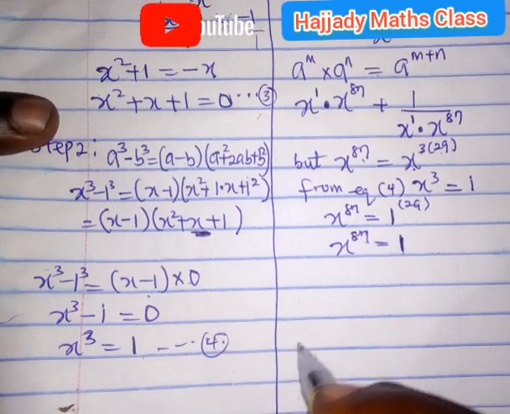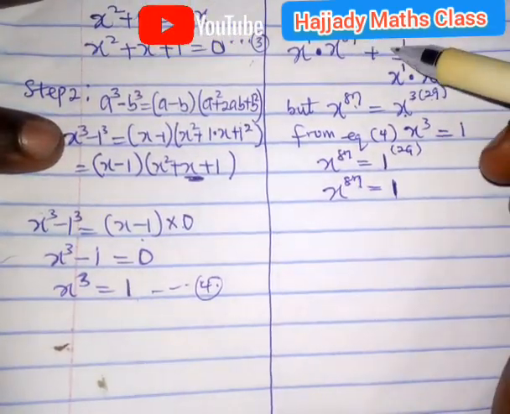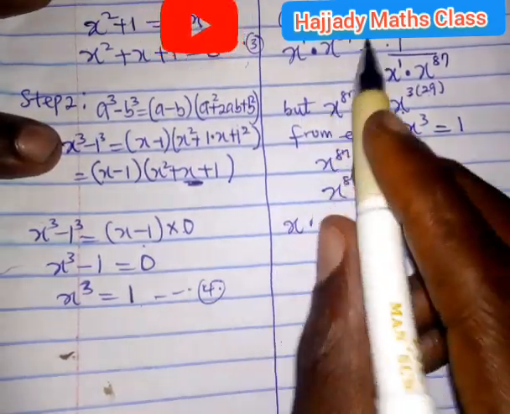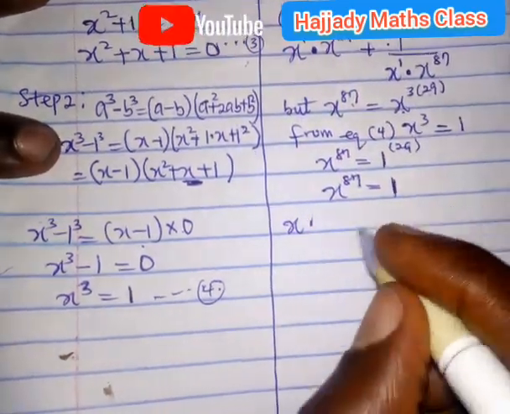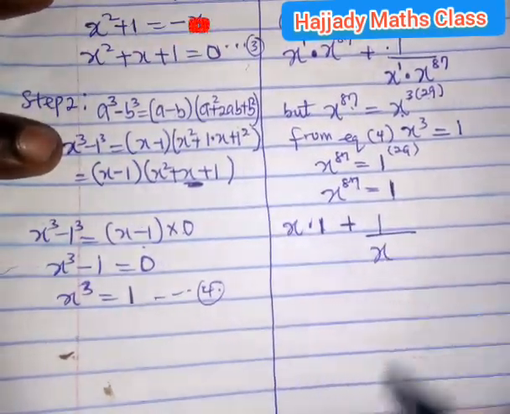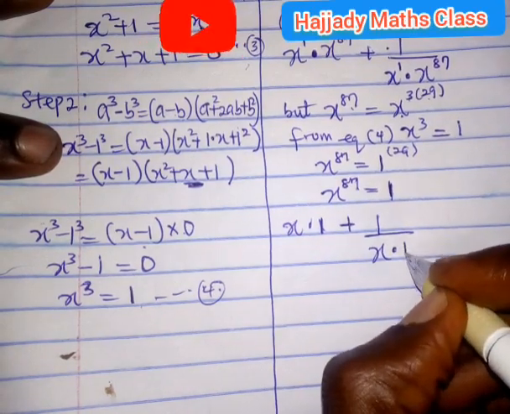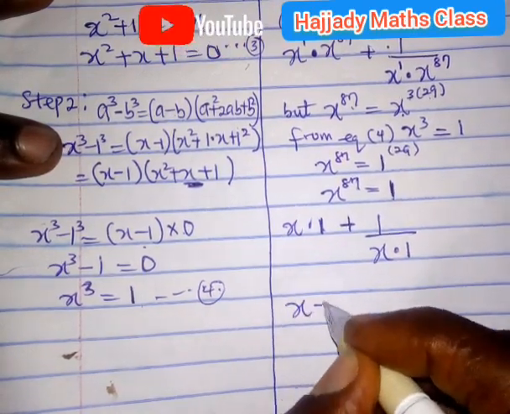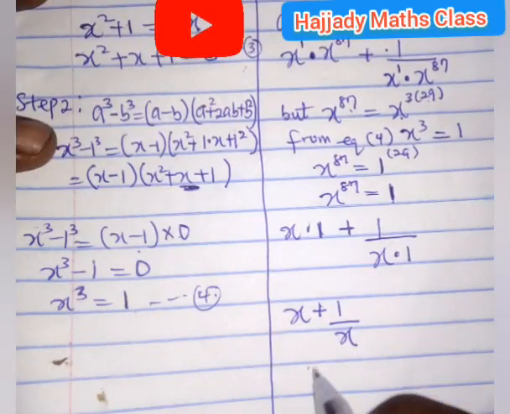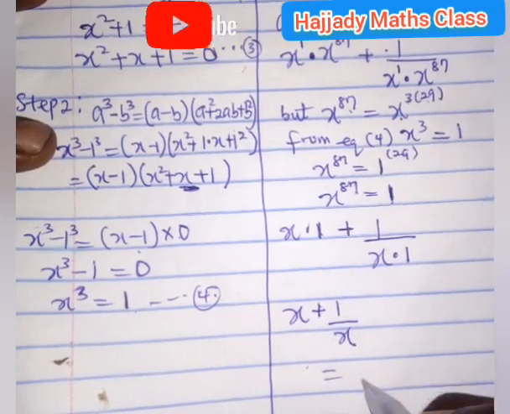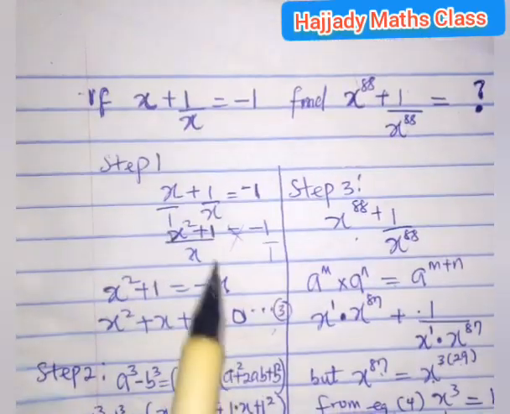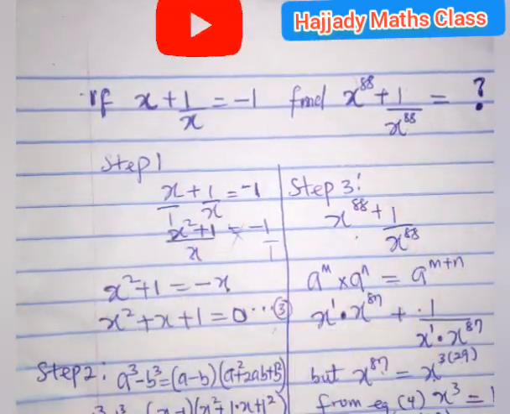More importantly, coming back to this equation, we have x raised to power 1 times x raised to power 87, which is now 1 times 1, plus 1 over x times 1. So finally we have this as x plus 1 over x. This is the same as what? Minus 1. So that shows that the value of this and this are equal.